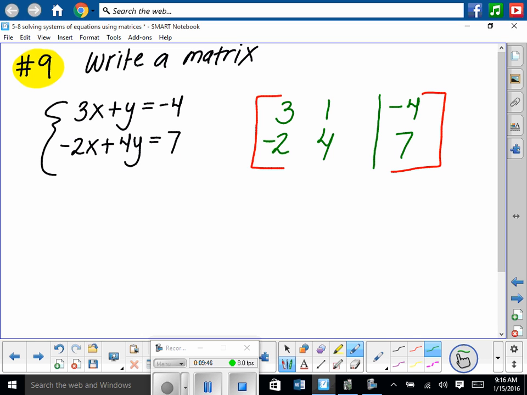Now let's say I said go backwards. What if I gave you the matrix and said write the system of equations? Wouldn't you be able to do it pretty easily? Okay, we won't go over that then. So now let's do problem number 20. If you read the directions, it just says write a matrix. That's all we have to do. We haven't done anything with it, so it's just seeing if you're comfortable with writing a matrix.